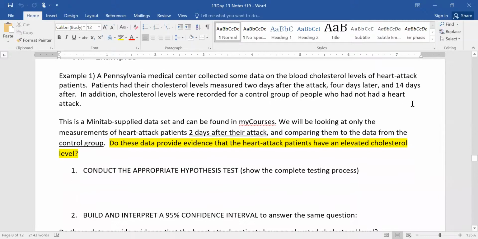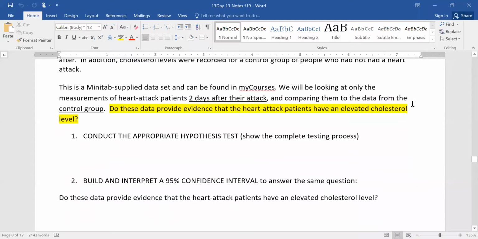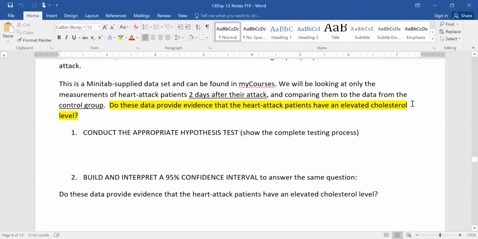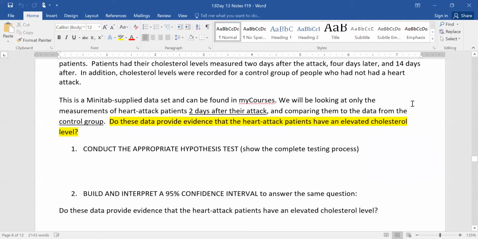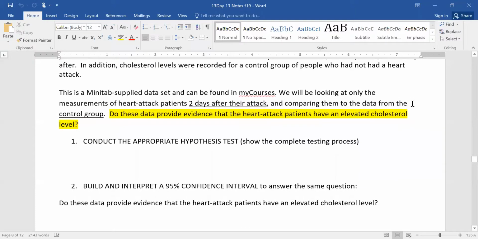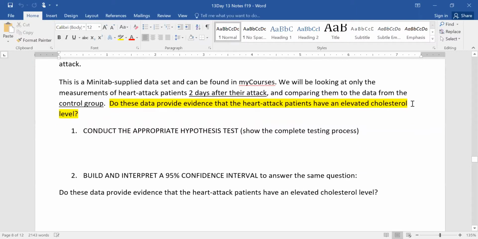So we're going to see question 1 says, let's draw up a hypothesis test. And then 2, let's look at a 95% confidence interval. Okay. And then the question under 2 says, does the data provide evidence that the heart attack patients have an elevated cholesterol level?